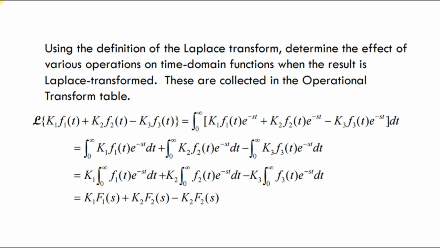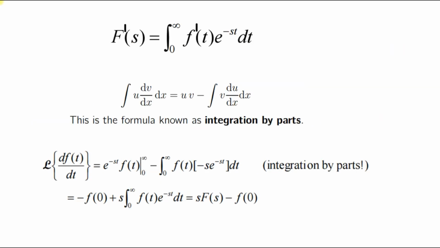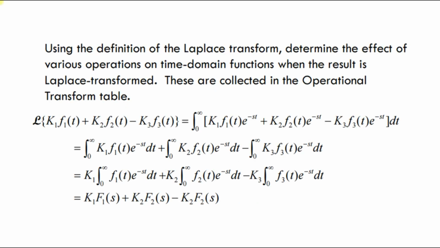The integral from 0 to infinity of k1 multiplied by f1 of t multiplied by e power minus st into dt, plus and so on. Here, the integral of f1 of t into e power minus st dt is nothing but the Laplace transform of the function, so this is replaced by F1 of s.